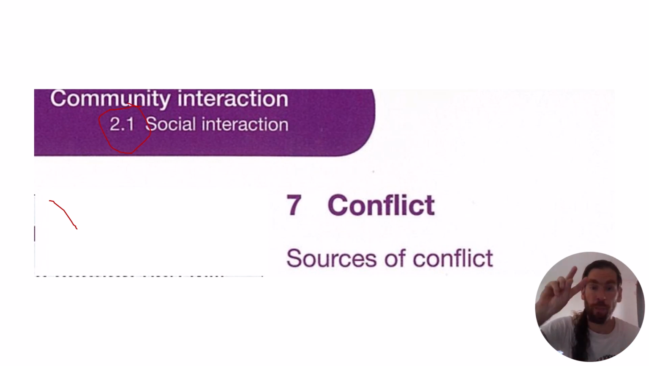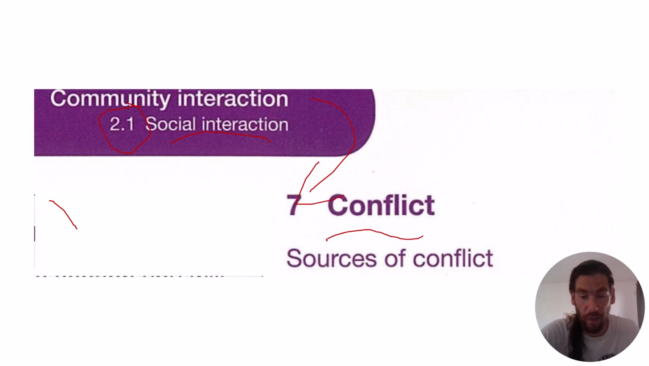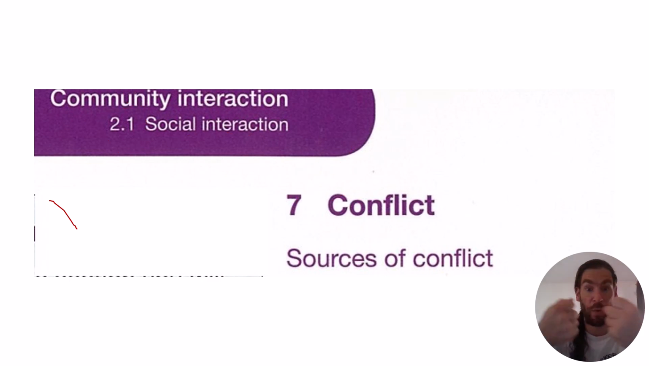You find this in chapter 2, paragraph 1 of your book about social interaction, and then especially part 7 about conflict, sources of conflict. And conflict can be verbal, that you're in a fight. It can be physical, you're fighting literally. You can fight with words. You can feel a tension.